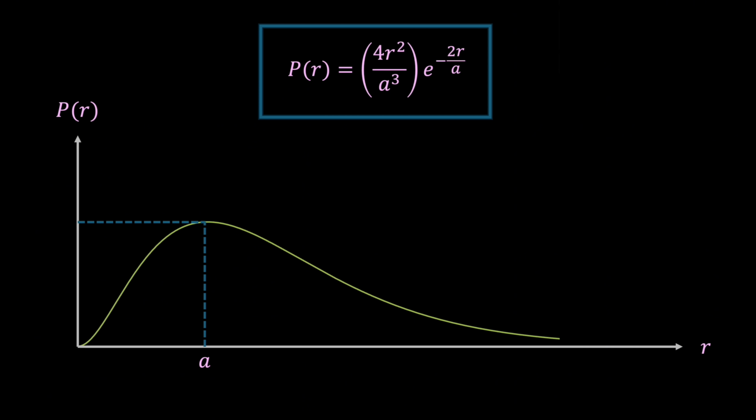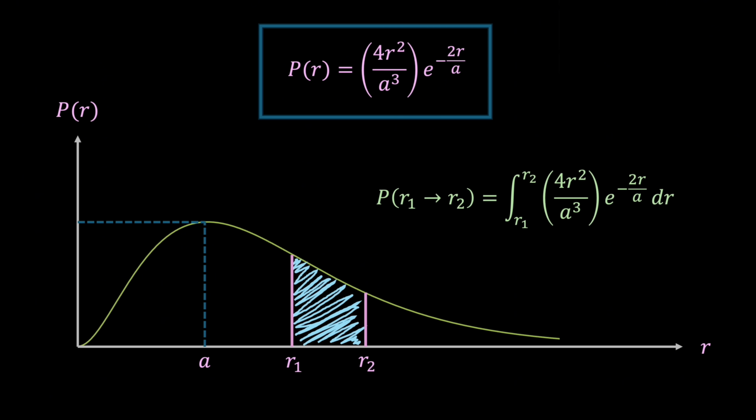And here is the key point. If we want to find the probability that the ground state electron is located between two radial distances r1 and r2, then we simply need to find the area under the curve between these two locations. In other words, we need to integrate the radial probability density with respect to r between r1 and r2.